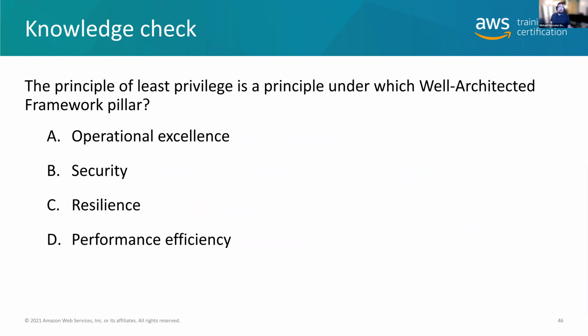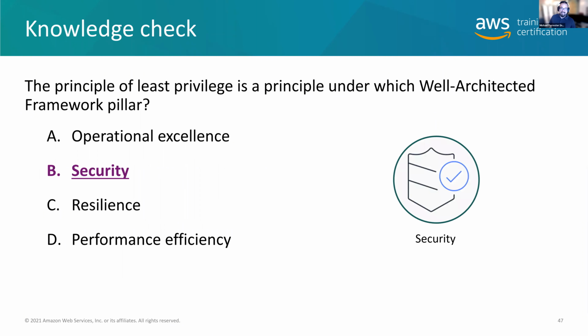Okay, so this one's kind of an interesting question because it wasn't really covered. The principle of least privilege is a principle under which of the well-architected framework pillars? Good. That should be pretty straightforward, right? Security. Perfect. Okay.